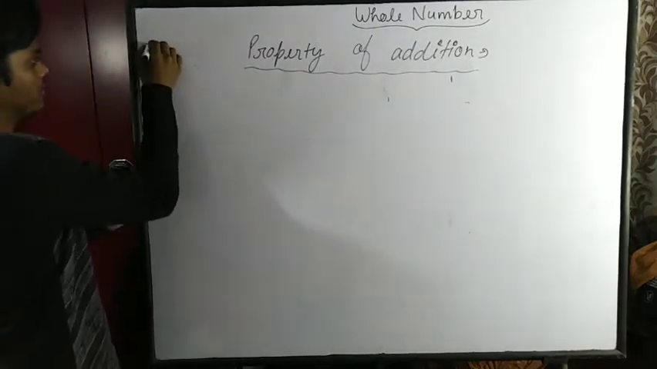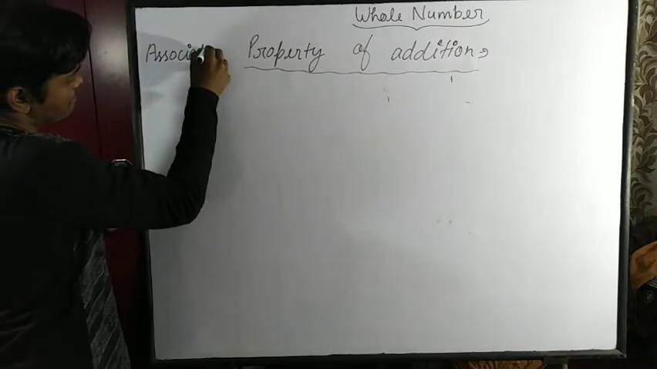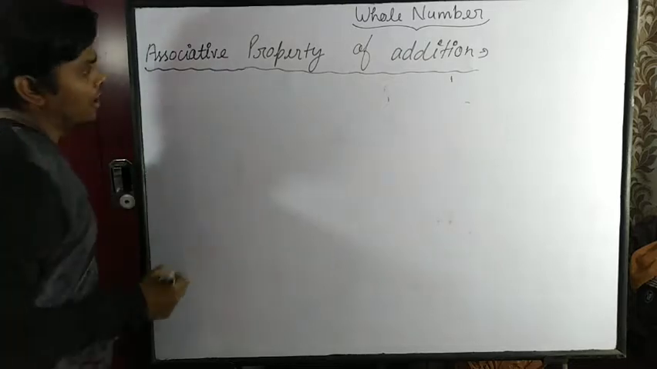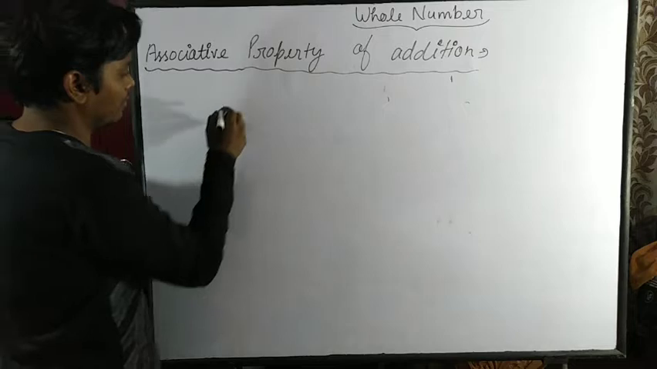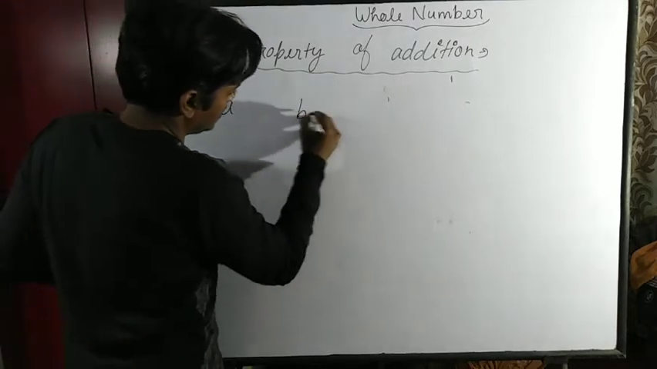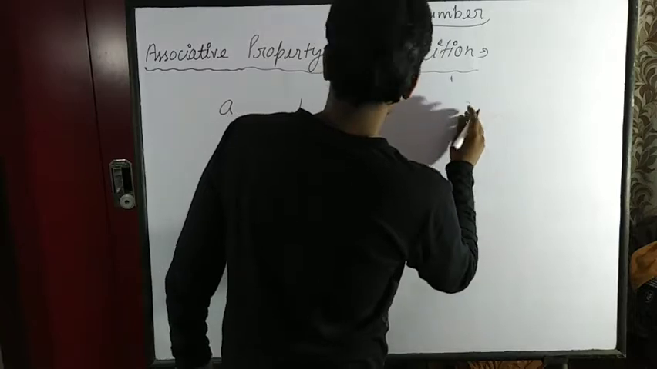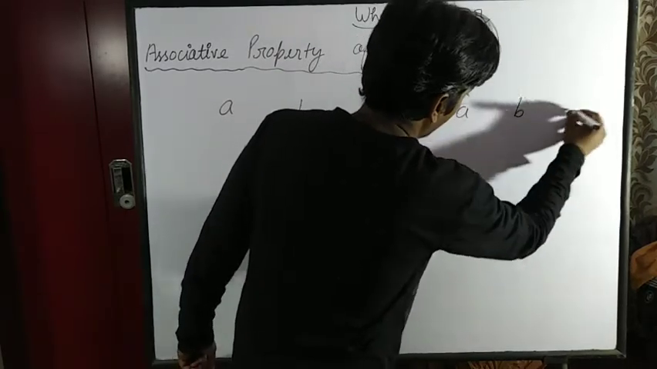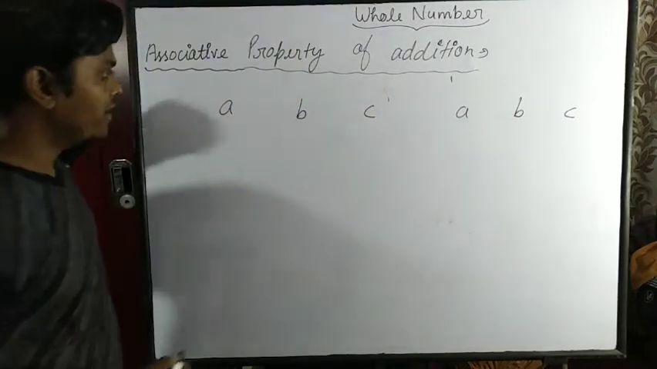Associative property. What is the associative property of addition? We have three whole numbers, a, b and c. What is the associative property?